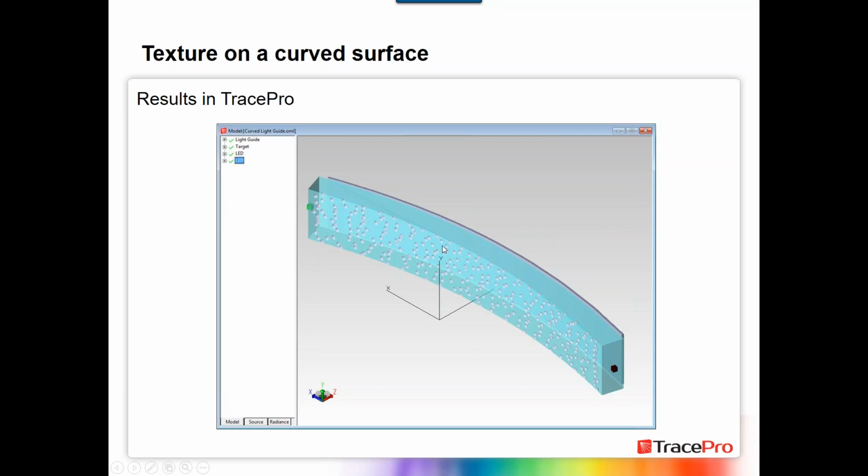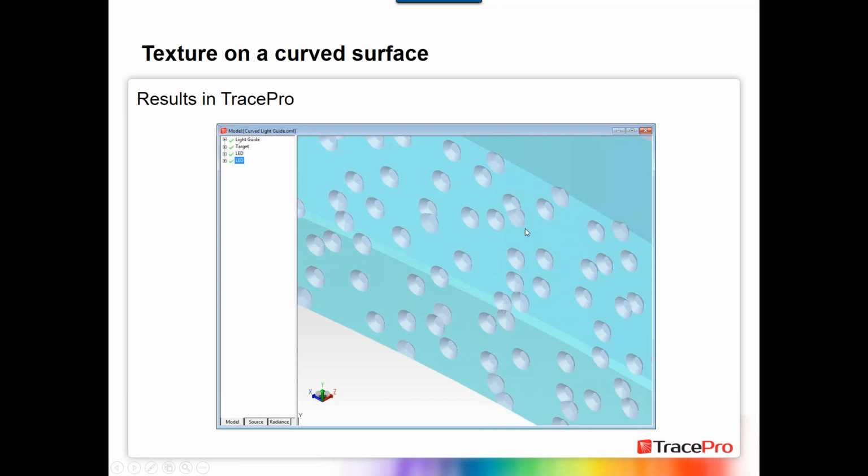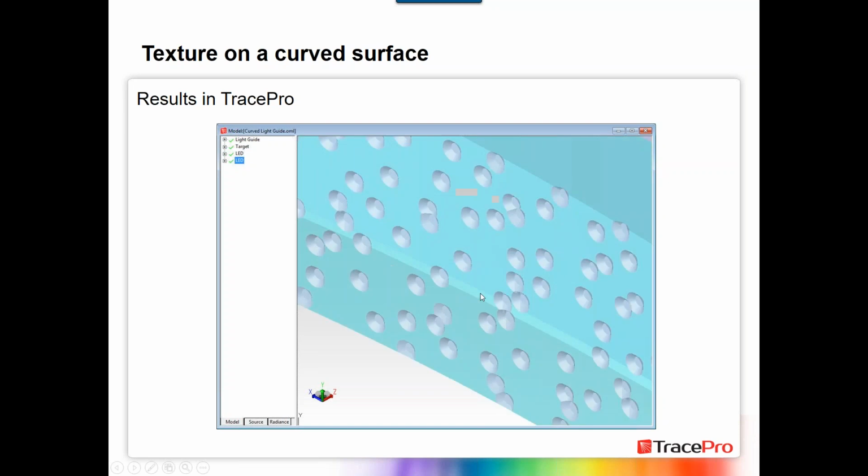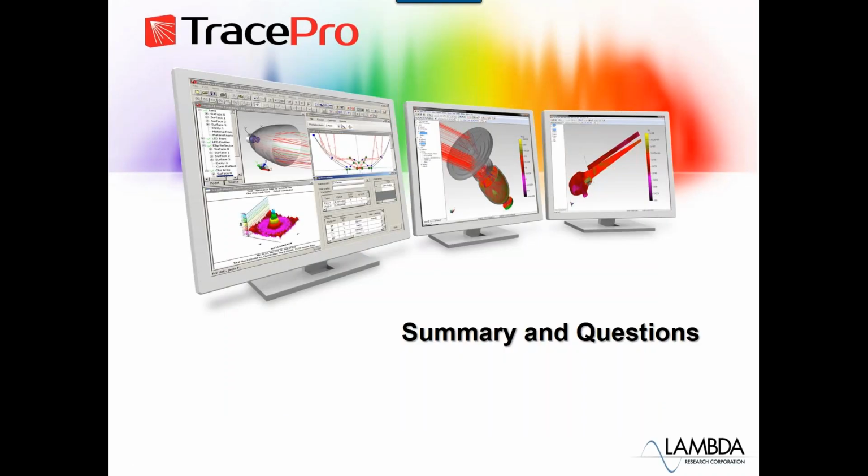And here's the result. If I zoom in, in this case I have some overlaps, but we can see we now have this physical geometry applied quite easily to the curved surface of a light guide. So with that, I'm going to wrap it up here.